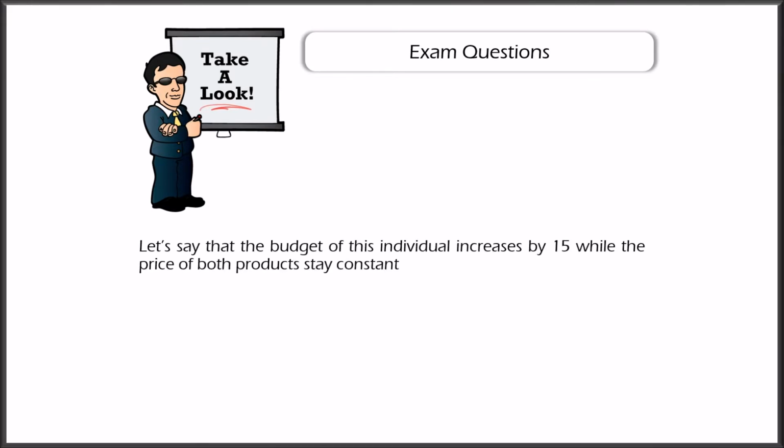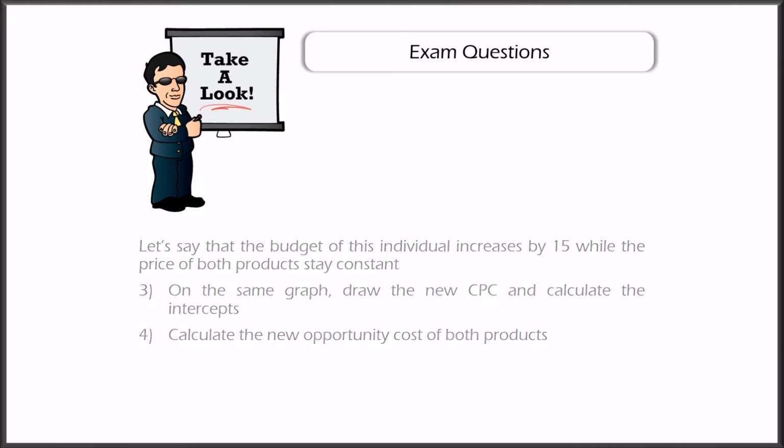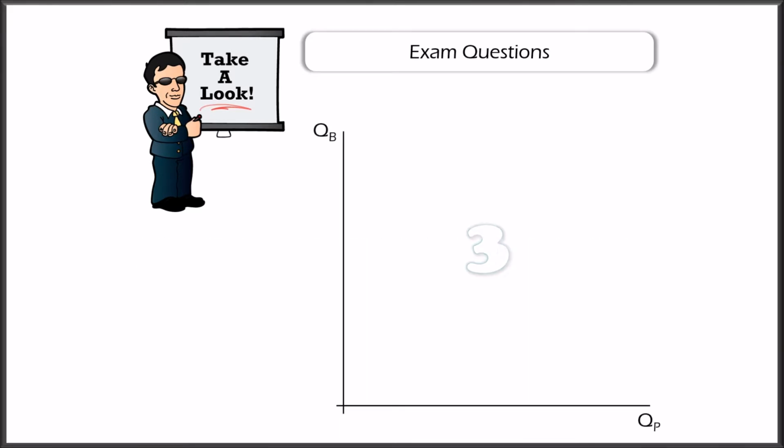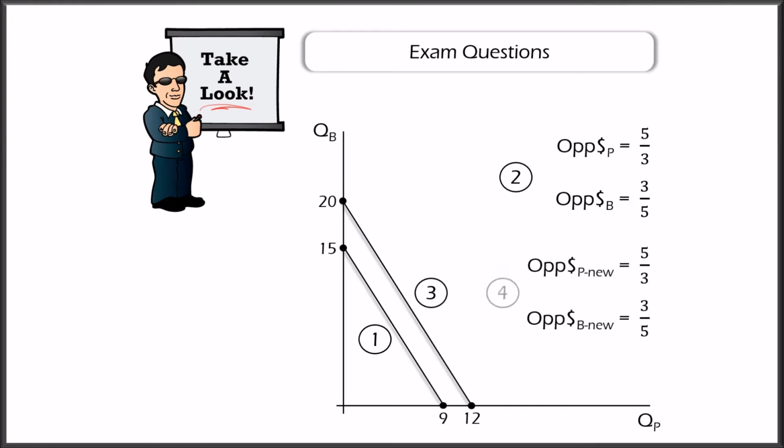Let's say that the budget of this individual increases by 15, while the price of both products stay constant. On the same graph, draw the new CPC and calculate the intercepts. Calculate the new opportunity cost of both products. You can pause the video now. The answers are the following. 1, 2, 3, 4.